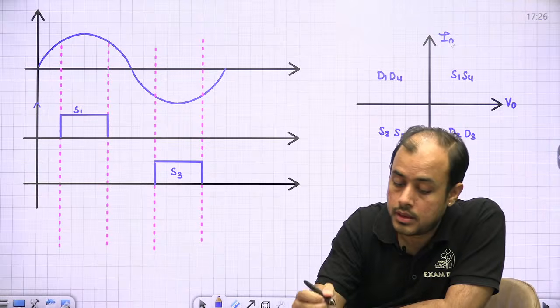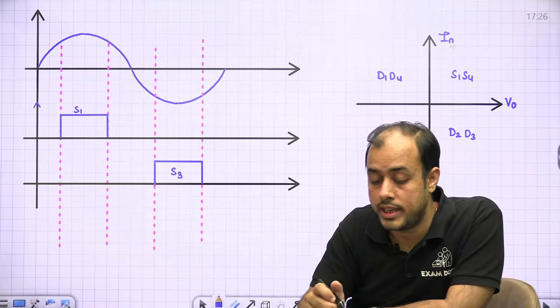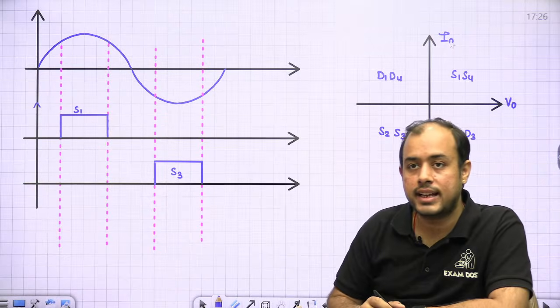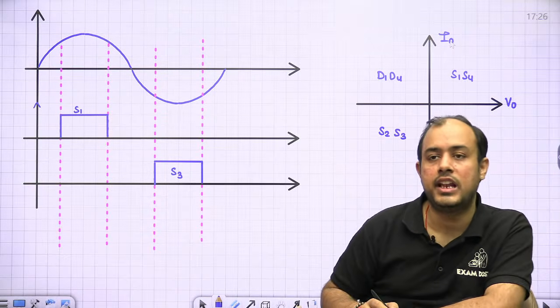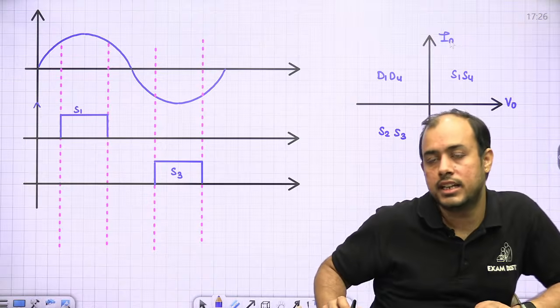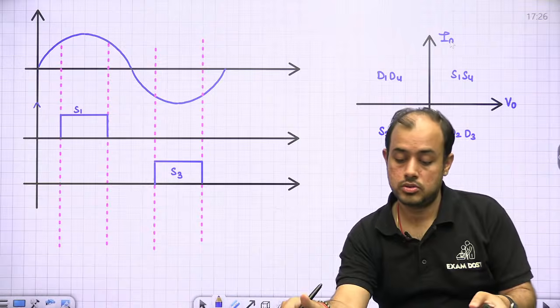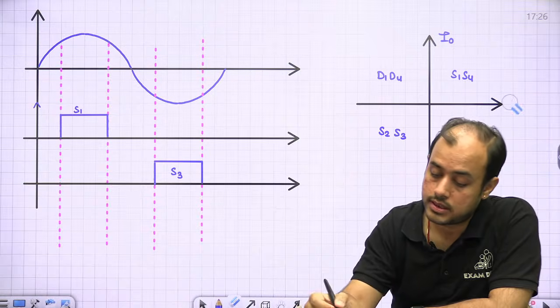Okay. Now beta, during 0 to pi, current is positive. So either S1 or D1 will conduct. Current is positive. One second, no, I reversed it.